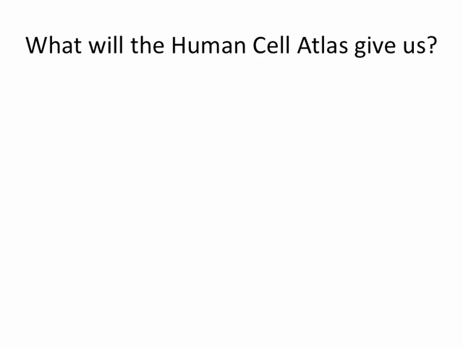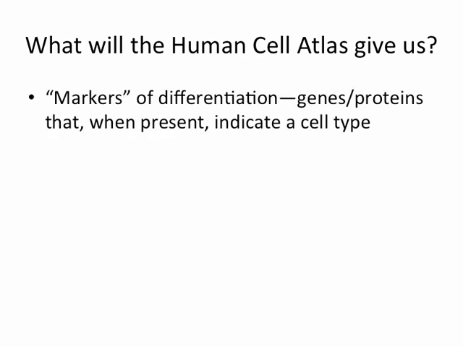If this effort is successful, what's it going to get us? I think that the leading thing that we're hoping to get out of that human cell atlas would be these things called markers of differentiation, okay? These markers usually mean a gene that is expressed or a protein that is expressed by a cell that gives an indication of the type of cell that it is, all right?